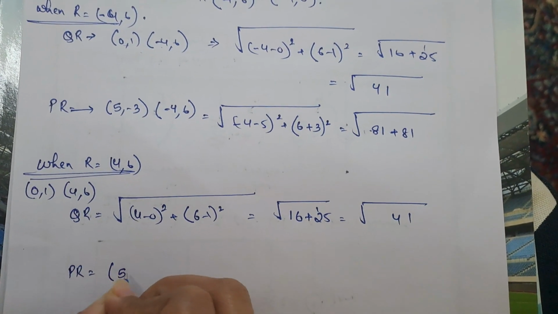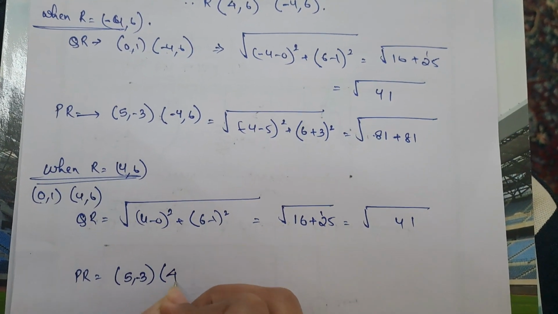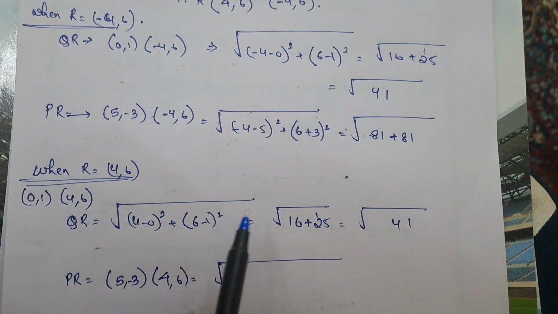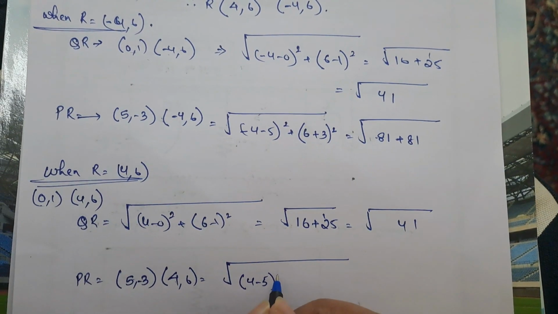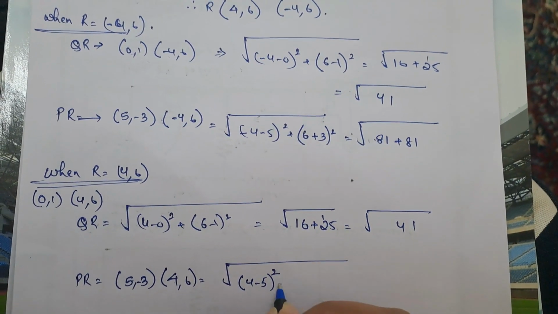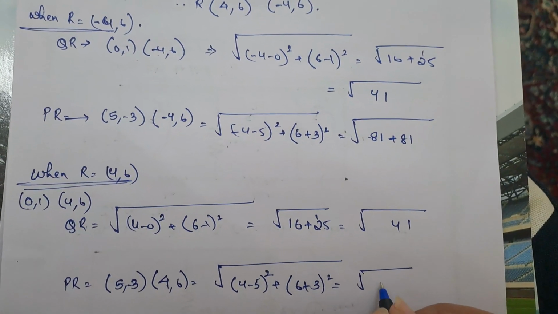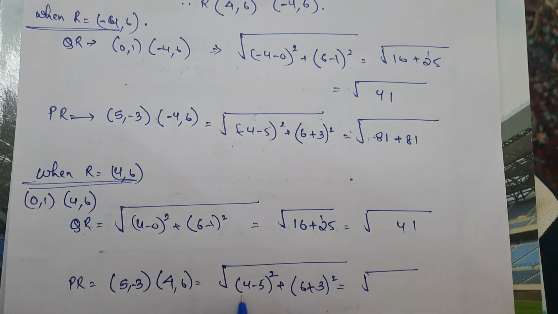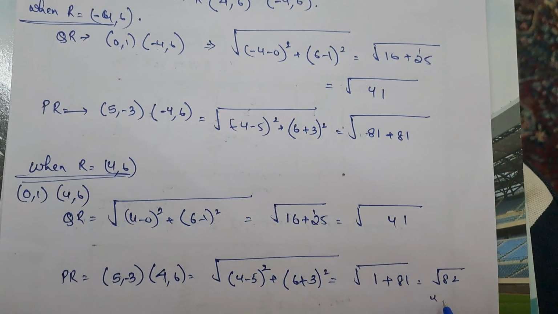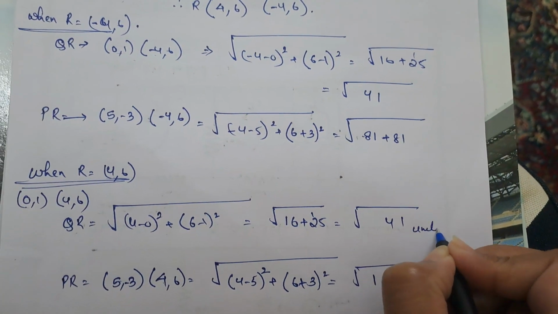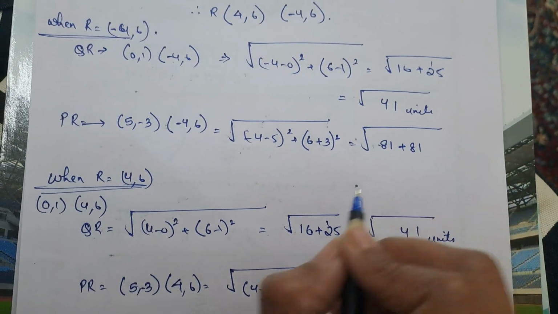And PR is going to be (5, -3) and (4, 6). So it becomes 4 minus 5 whole square plus 6 minus of minus 3 whole square. That turns out to be minus 1 square is 1, and this becomes 81. So it is root of 82 is what you get. So these are the distances that you get when the values are changing.